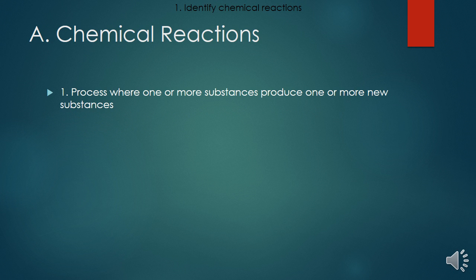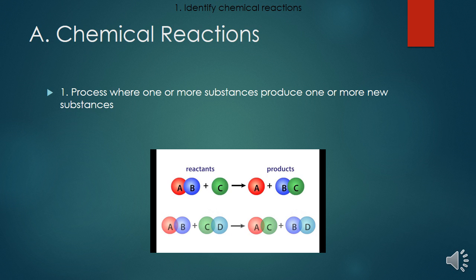So a chemical reaction, if you want a definition for it, is a process where one or more substances will produce one or more new substances. And to help us understand this idea, here is a schematic of a chemical reaction ongoing. Notice the word reactants here on the left and the word products on the right. Here we're showing two different reactions.